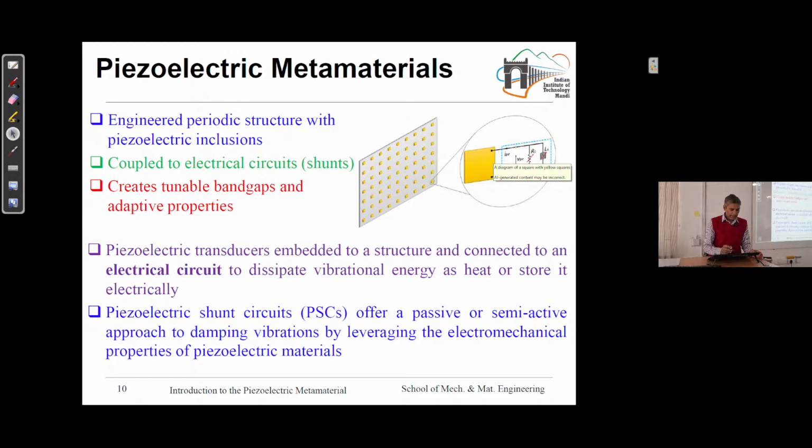So you can see what we have. Piezoelectric metamaterials are periodic structures with piezoelectric inclusions, or piezoelectric meta atoms, coupled to an electrical circuit, the so-called shunt.